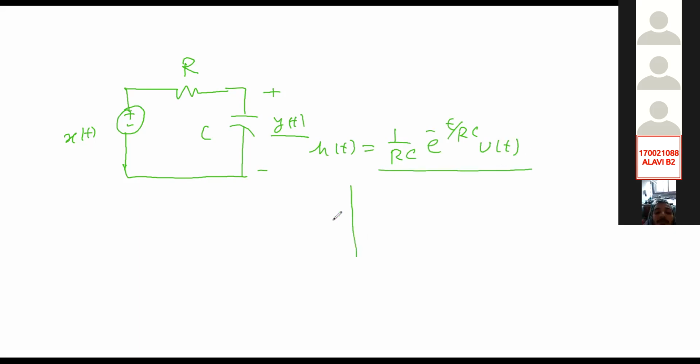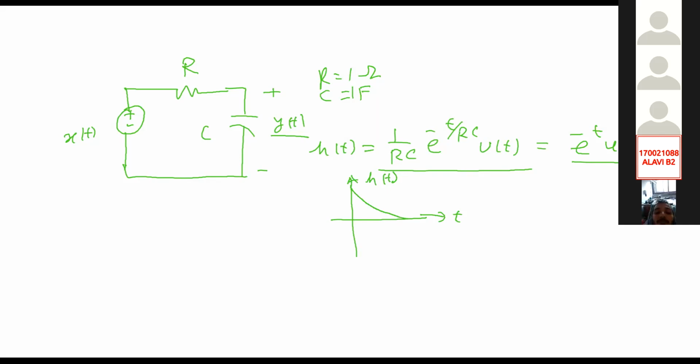If you want to plot it, consider that your R is equal to 1 ohm and C is equal to 1 farad. Then what will happen? The impulse response would be equal to e to the power minus t u(t), isn't it? For these values of R and C, can you plot it? We can easily plot it, and your plot will be something like this, h(t). We are assuming that because in determining h(t), we assume that your capacitor is not containing any charge in it.